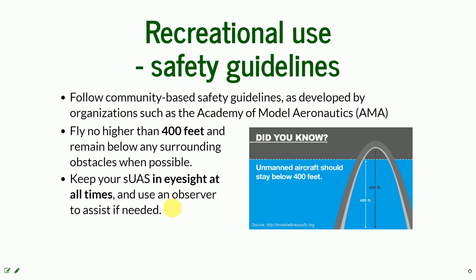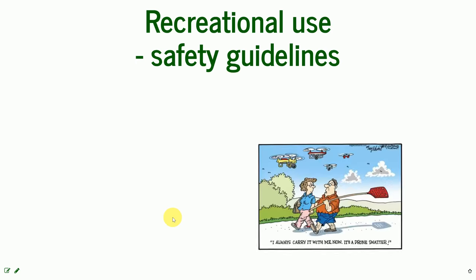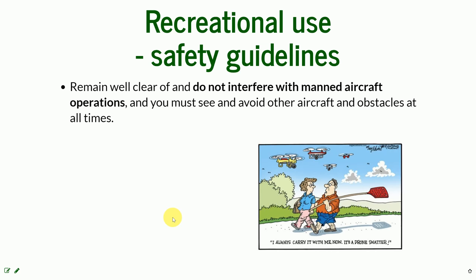These are rules that are similar to the rules for the commercial use that we're going to talk about later. The really important issue is to always see the vehicle when you are on the ground. Also, the important thing is always to know that the manned aircraft has a higher priority and the UAS cannot interfere in the airspace, so as not to be an obstacle for aircraft.